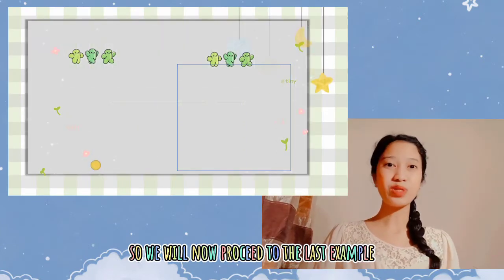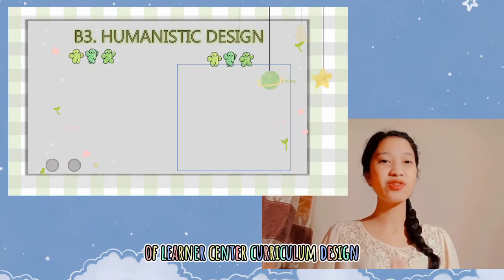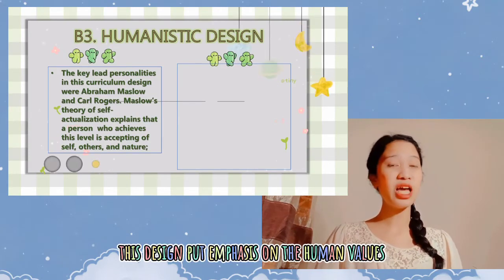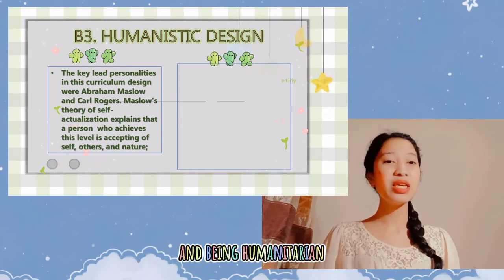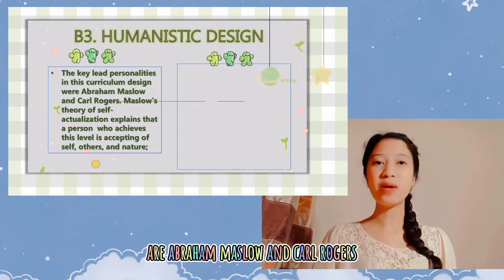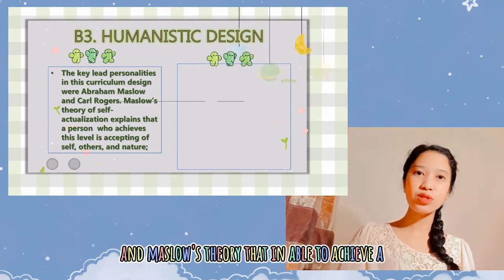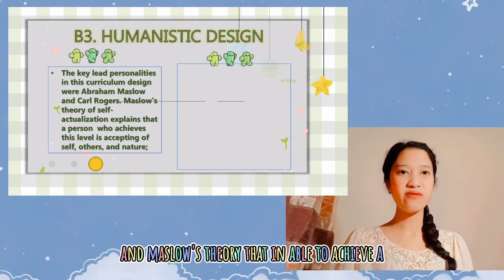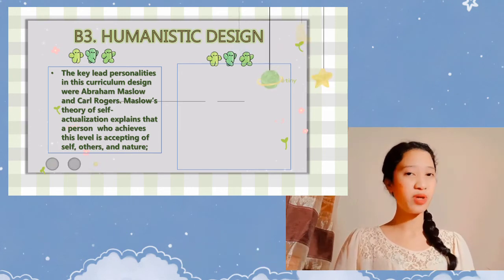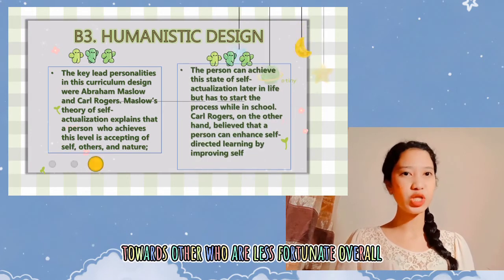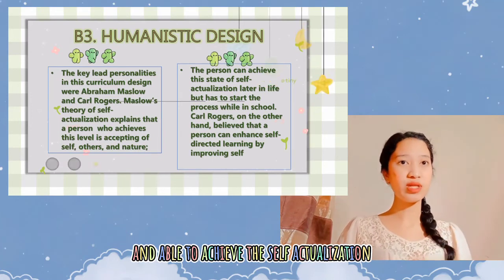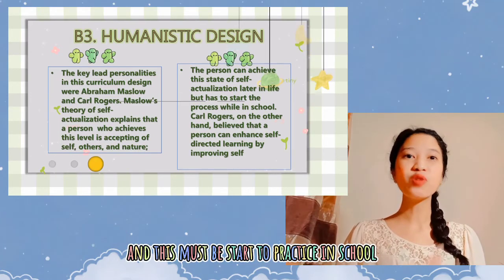So we will now proceed to the last example of learner-centered curriculum design, which is the humanistic design. This design put emphasis on the human values and being humanitarian. The key lead personalities of this curriculum are Abraham Maslow and Carl Rogers. In Maslow's theory that enabled to achieve a full understanding, potential, and talent, we must possess empathy towards others who are less fortunate. Overall, be humanitarian and able to achieve the self-actualization. And this must be started to practice at school.